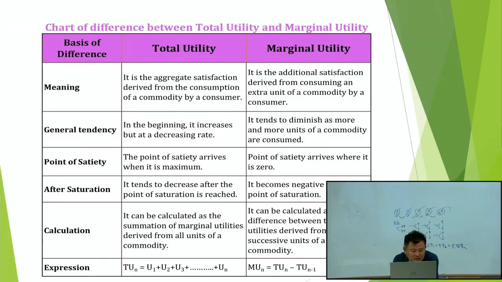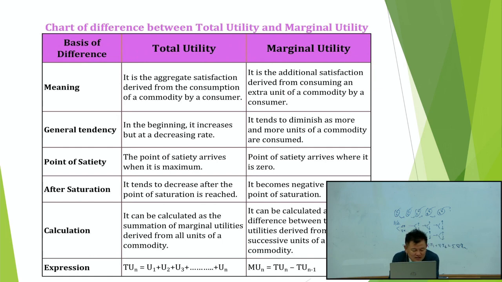Okay, let me show you the difference between the total and marginal utility chart. What's the meaning of the difference? Total utility is the aggregate satisfaction derived from the consumption of a commodity by a consumer. But on the other hand, marginal utility is the additional satisfaction derived from consuming an extra unit of a commodity by a consumer. Extra unit.